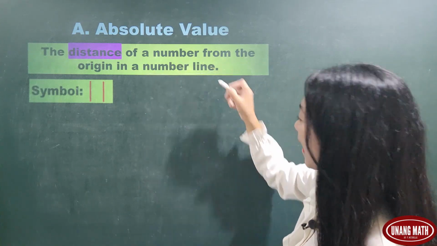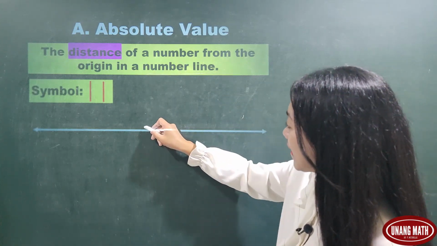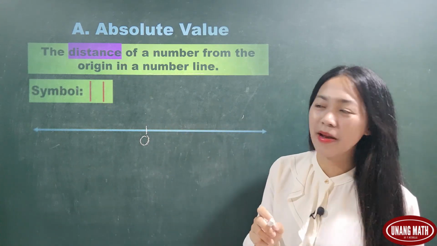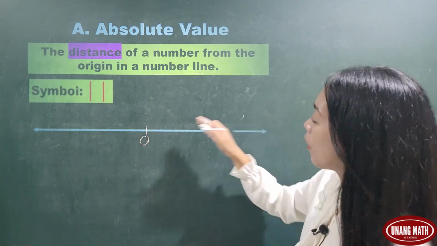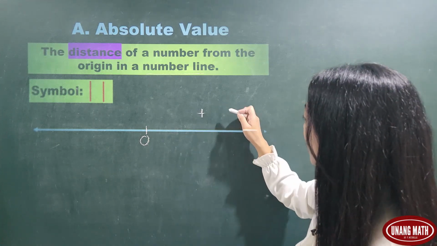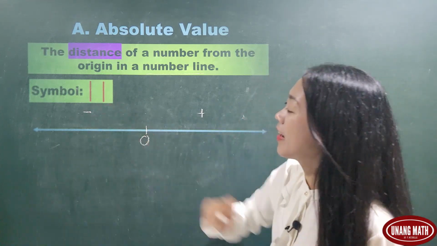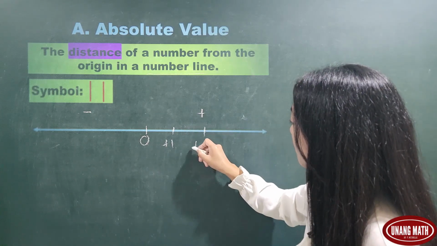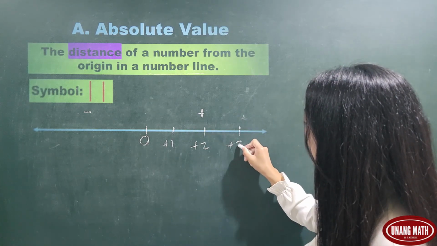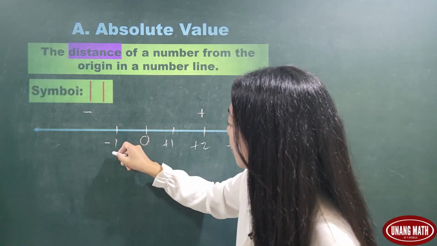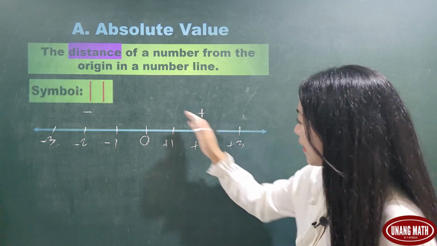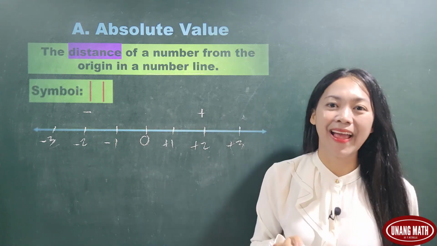What is a number line? A number line has an origin or the center of the number line. To the right of the origin are positive numbers. To the left are negative numbers. This is positive 1, positive 2, positive 3. This is negative 1, negative 2, negative 3. This is a number line.